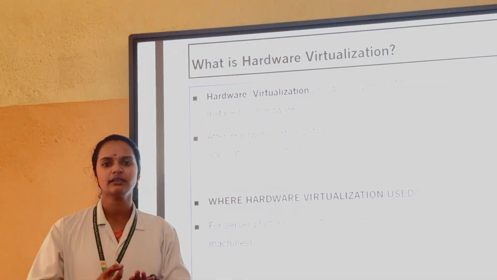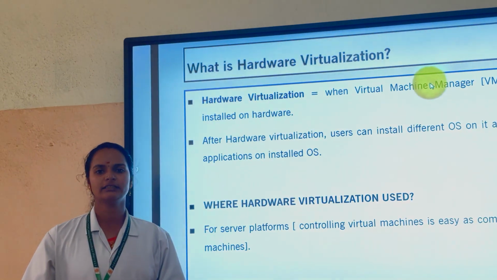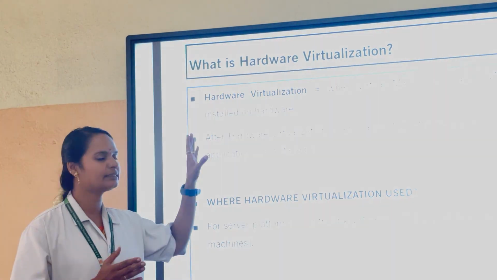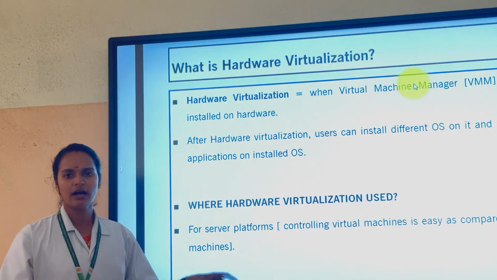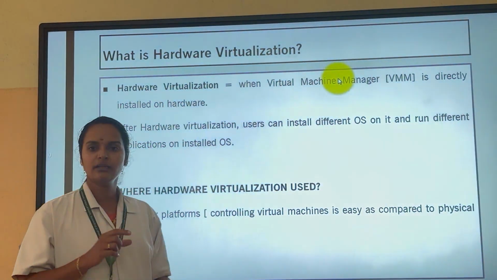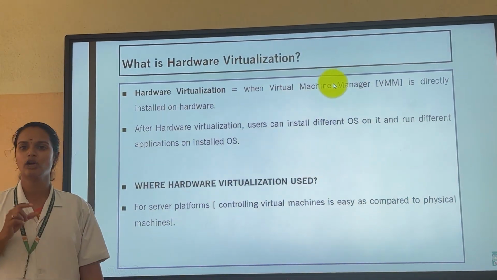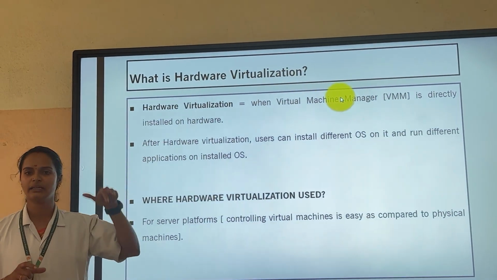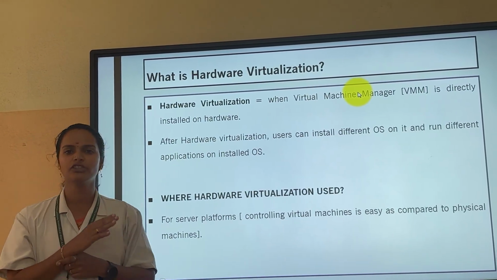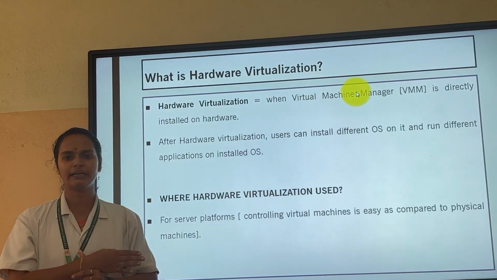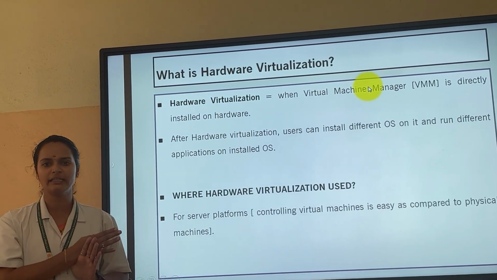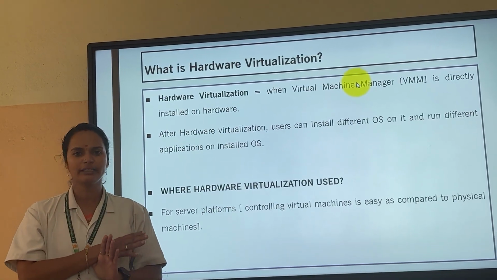In continuation with virtualization, the other type is hardware virtualization. There are three types of hardware virtualization: full virtualization, para virtualization and partial virtualization. Before going into that, we will see a small introduction to hardware virtualization. Hardware virtualization is when the VMM is directly installed on the hardware. The VMM is the virtual machine manager available in your hypervisor. Only with the help of the hypervisor can you manage and control all the processing in the virtualized environment.